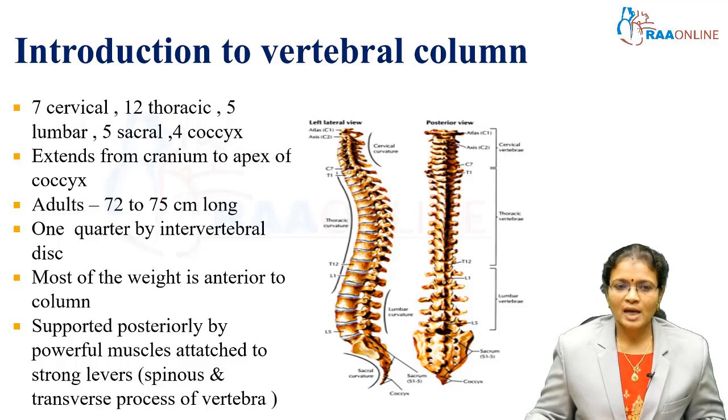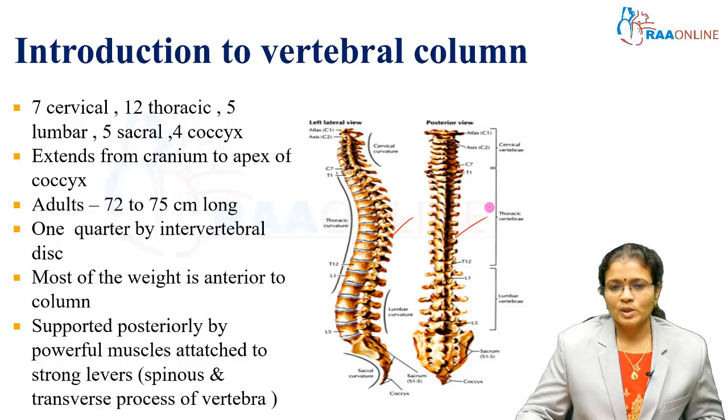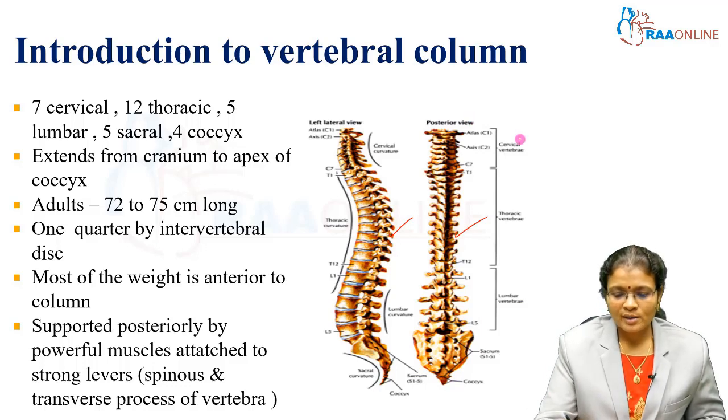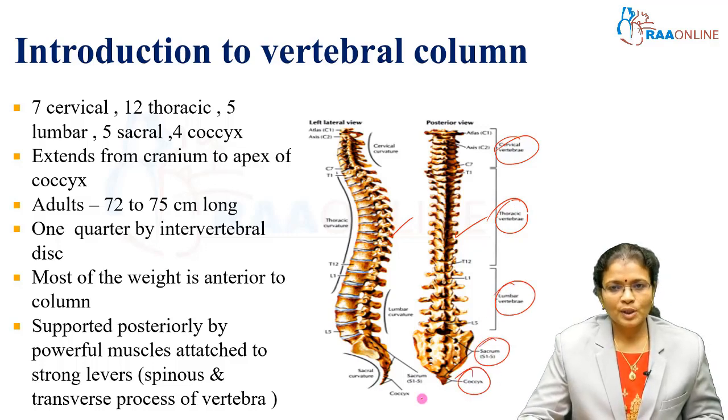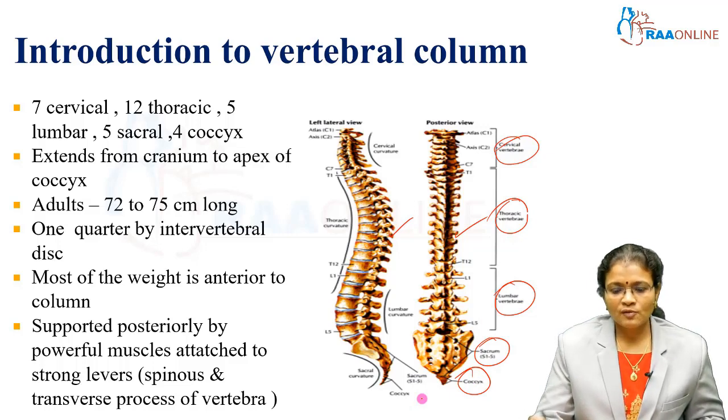Most of the weight is anterior to the column, and it is supported on the posterior aspect by powerful muscles attached to strong levers, that is, the spinous and transverse processes of the vertebra. This is a vertebral column and this is a cervical vertebra. There are 7 cervical, 12 thoracic, 5 lumbar, 5 sacral and 4 coccygeal vertebrae in the vertebral column. This is the posterior view and this is the left lateral view of the vertebral column.